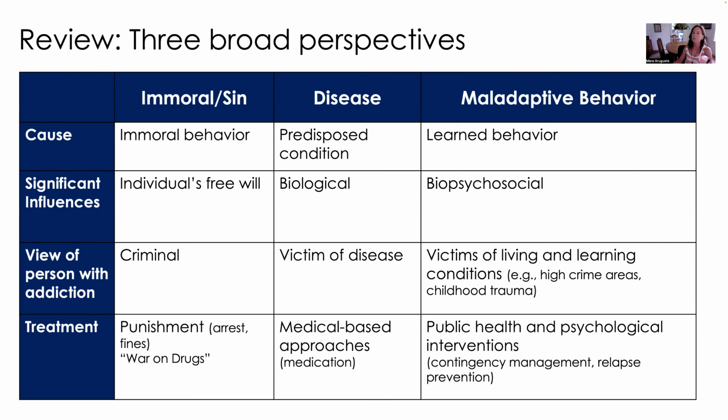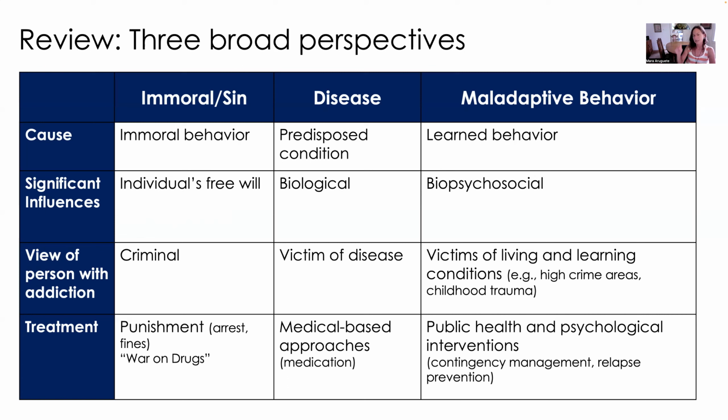The disease perspective says that it's a predisposed condition, that I am somehow flawed. I have a disease. I have a genetic predisposition that makes me susceptible, right? It's a biological influence, right? This idea that I can't even control it because I've got this disease. I'm a victim. Therefore, I should be treated compassionately, and the treatment should be medical-based approaches, right? So medicine could help me.